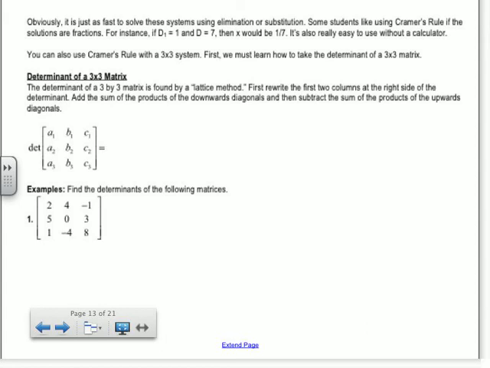You can also use Cramer's rule with the 3x3 system, but first we need to learn how to take the determinant of a 3x3 matrix. Really, people don't do this by hand with a 3x3 system. There are ways to find the determinant on a calculator, but we're going to learn the by hand method, and then I'll show you how to use the calculator later on. So you got to learn by hand first. Okay, so it says the determinant of a 3x3 matrix is found by a lattice method.